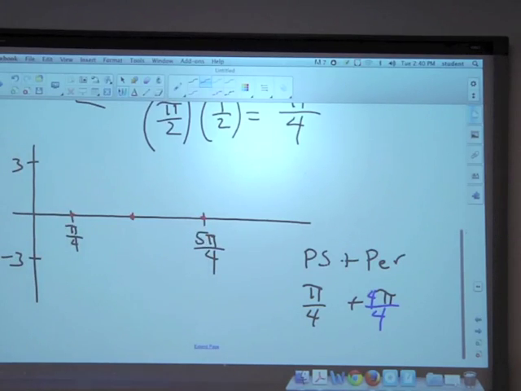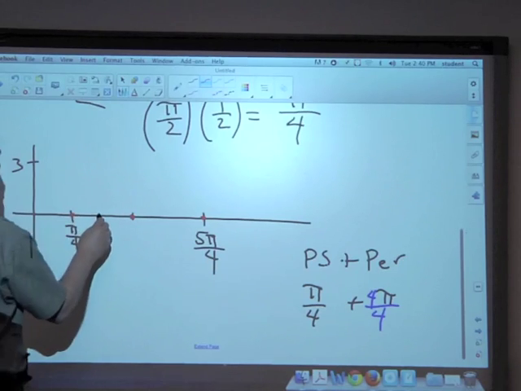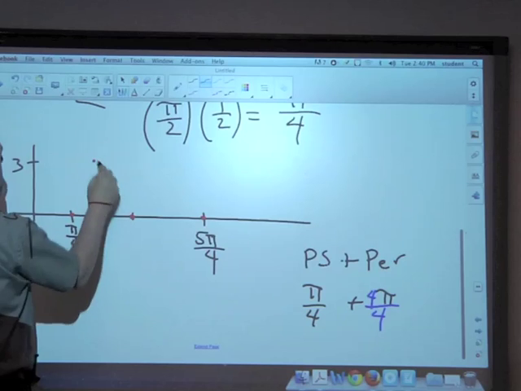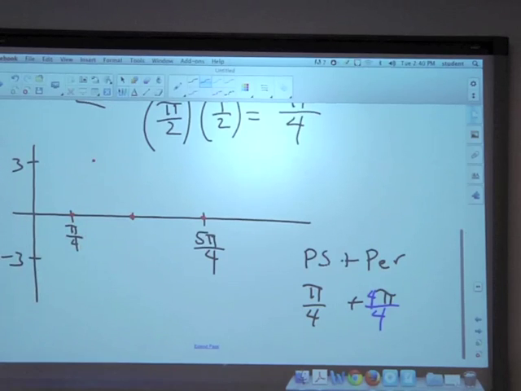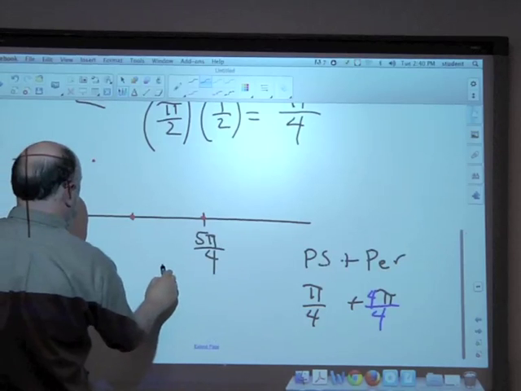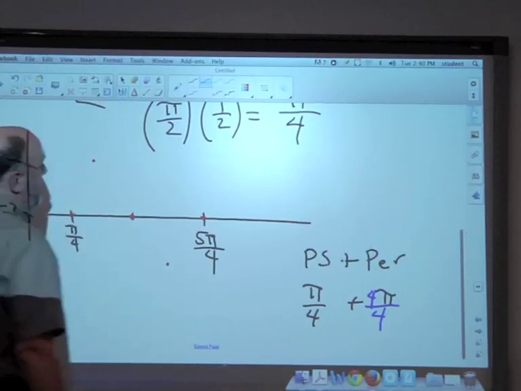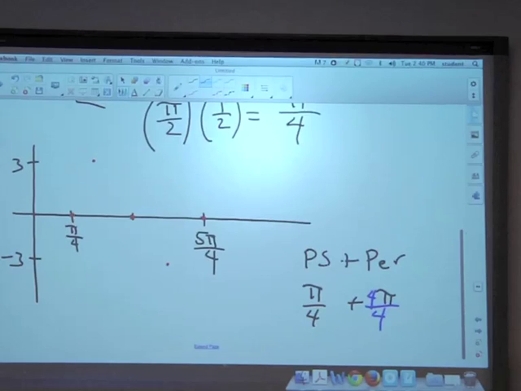That's what a sine wave does. It starts at 0, in the middle it's 0, at the end it's 0. Halfway in between the first two, it reaches the max. Halfway in between these two, it reaches the min. Okay? It reaches the what? Minimum. Okay?